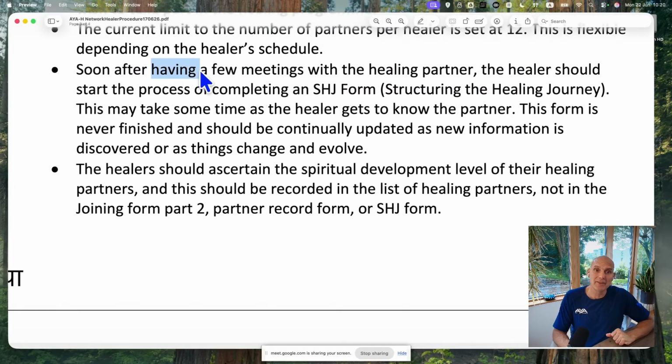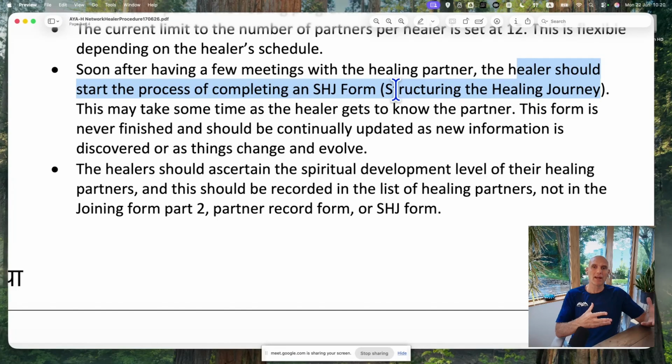Okay, soon after having a few meetings with the healing partner, the healer should start the process of completing an SHJ form, structuring the healing journey. Now, this is also going to be part of that assignment in a couple of weeks. You're going to have a role play where you need to fill out joining form part 2, interview the healing partner, and then you're going to need to use that information to fill out the structuring the healing journey form. Now, you've done that once before in a lesson earlier, so it'll be building on that knowledge.